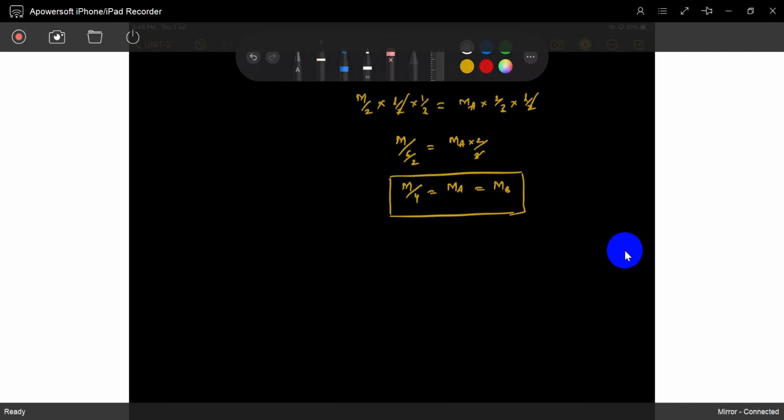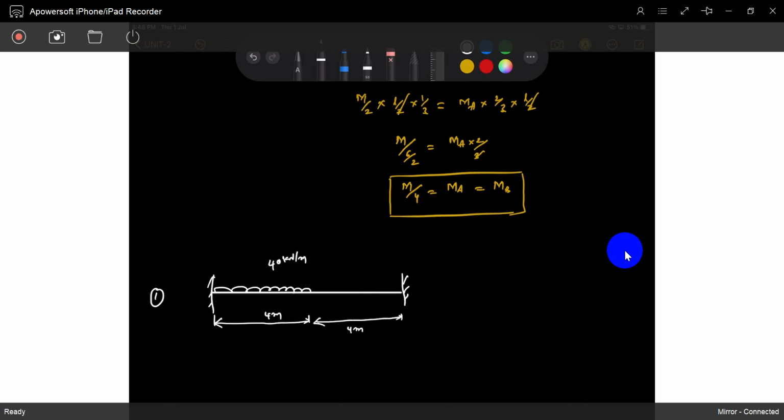I will give you one problem. So this has 40 kilonewton per meter. Its length is 4 meters. Its length is also 4 meters. And also some force is applied here. This is 2 meters, 2 meters. What is that force? This force is 80 kilonewtons.